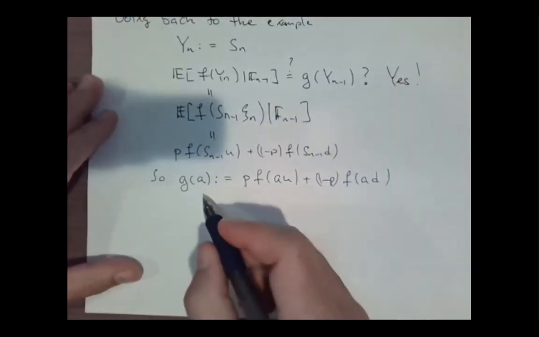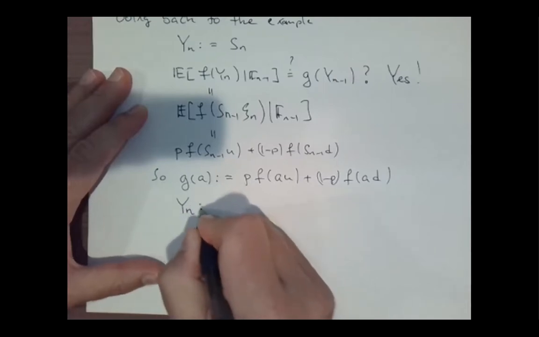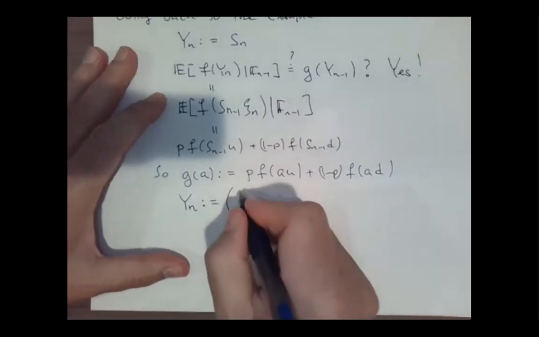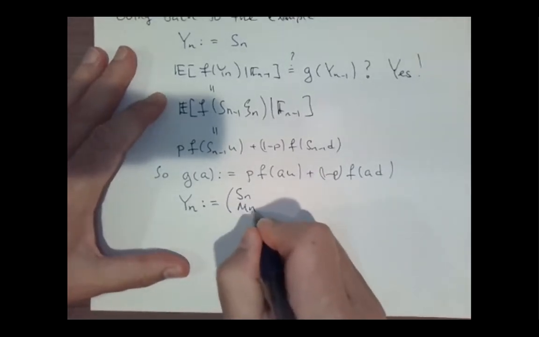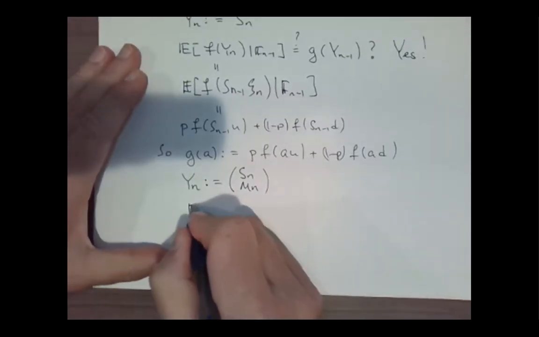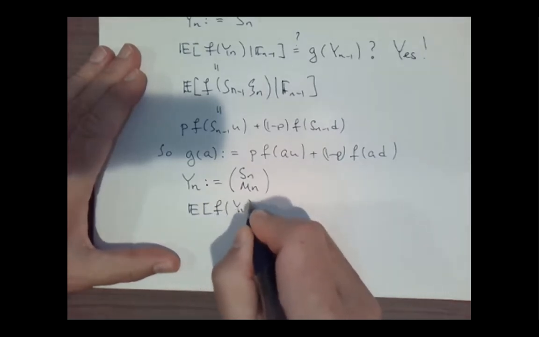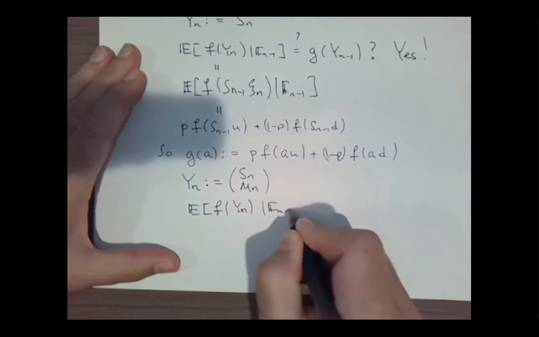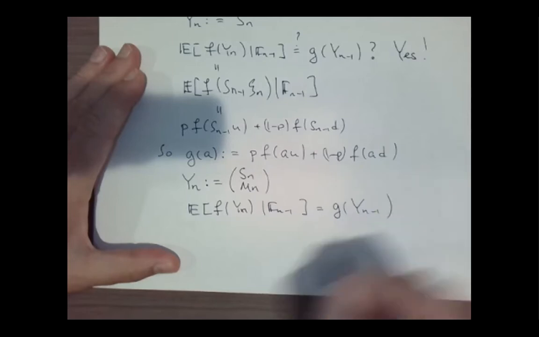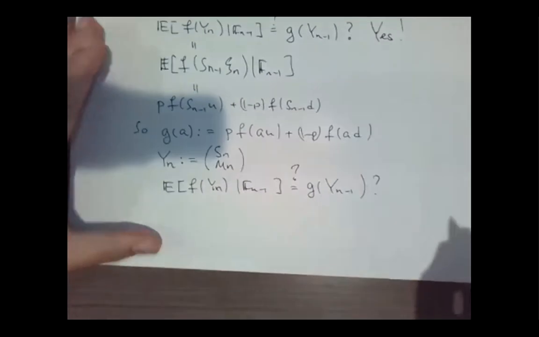So then we go back to saying what happens if my y is two-dimensional. If my y is two-dimensional, I will have Sn and then this Mn here. Can I write a conditional expectation of f of Yn given Fn minus 1? Can I write this as a function just of y at that earlier time? Is that true? Can I do that?